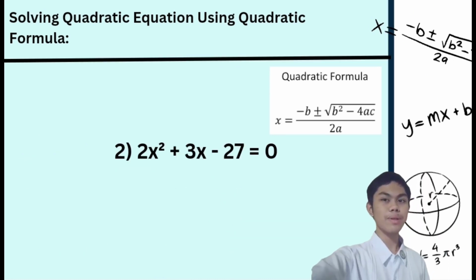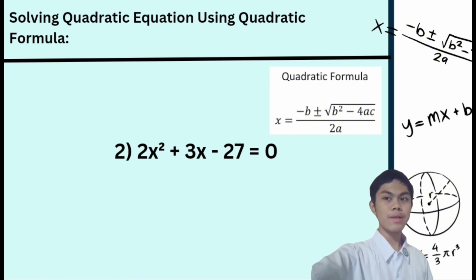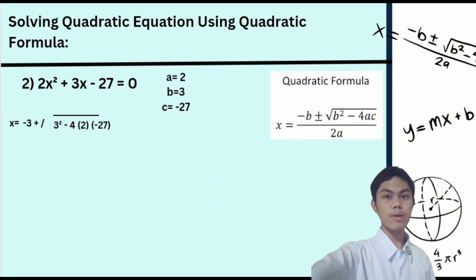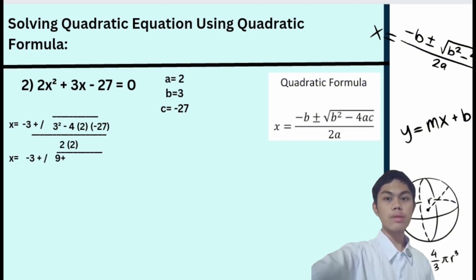Our second example is 2x squared plus 3x minus 27 is equal to 0. So we identify a, b, and c. Our a is 2, b is 3, and c is negative 27. So we identify the formula. We substitute x for negative 3, positive or negative square root of 3 squared minus 4 times 2 times negative 27 all over 2 times 2.